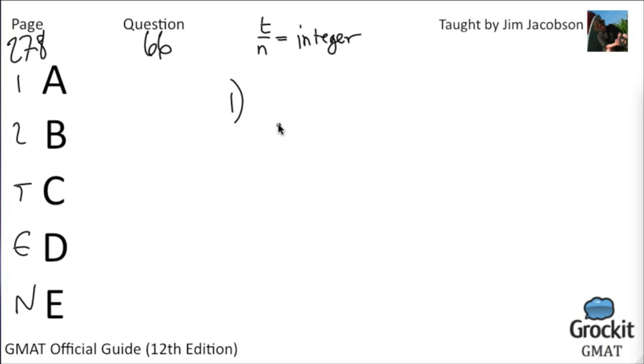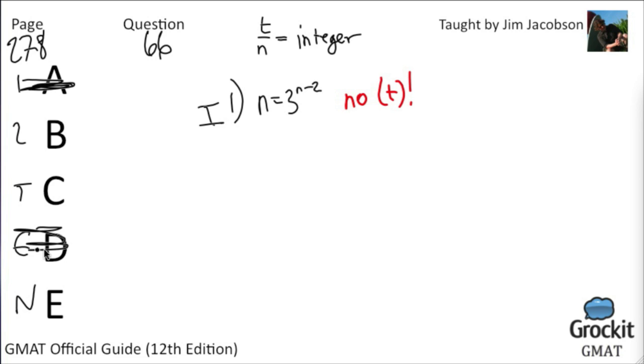So our first statement gives us n equals 3 to the n minus 2. So this doesn't tell us anything at all about t. I put the parentheses around t so it didn't just look like I wrote "not" there. Anyway, there's no t for statement 1, so we really wouldn't be able to determine whether t divided by n were an integer. So statement 1, not sufficient on its own. That eliminates A and D.